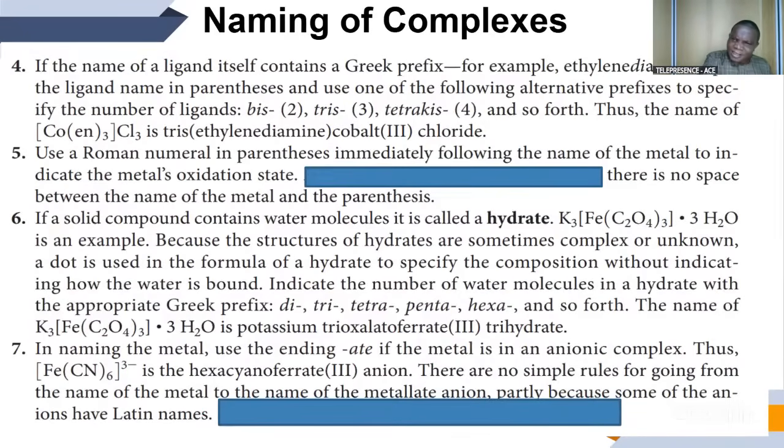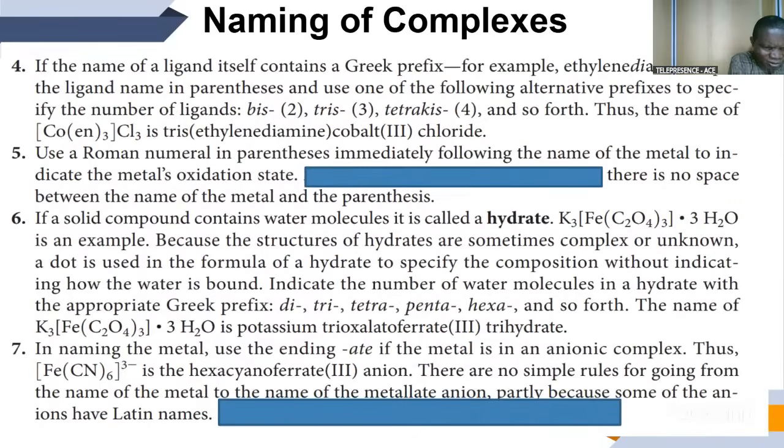Instead of diethylene diamine, you have bis, for 2. If it is 3, you have tris. If it is 4, you have tetrakis. If it is 5, you have pentakis. And if it is 6, you have hexakis, and so on. Thus, because you already have ethylene diamine here, you cannot say triethylene diamine. You simply say tris, then ethylene diamine in bracket.